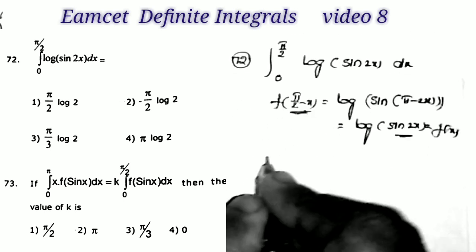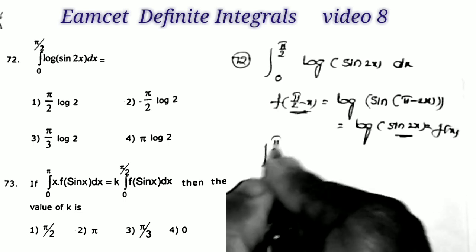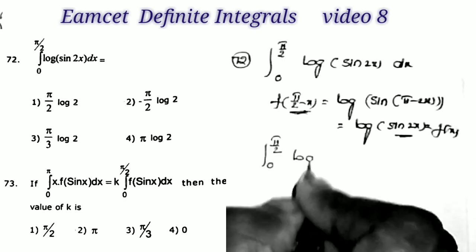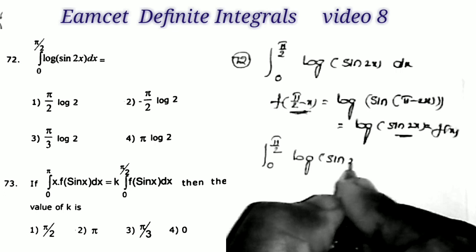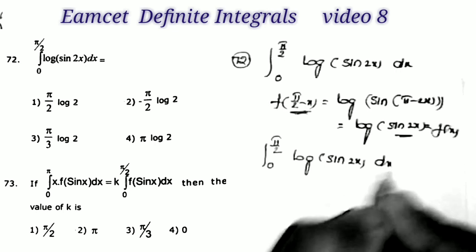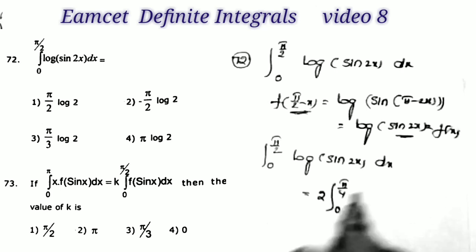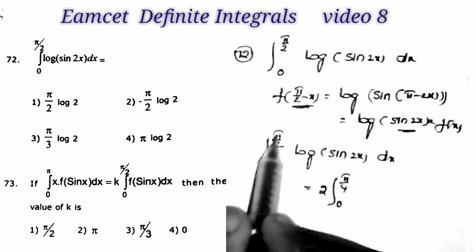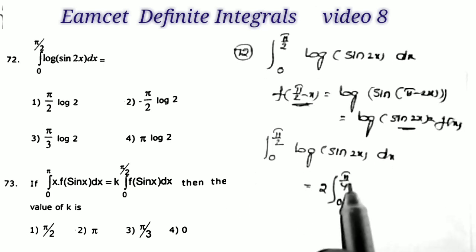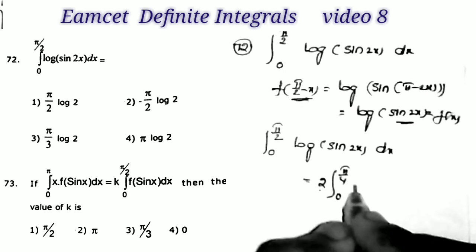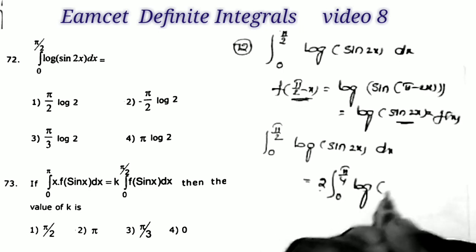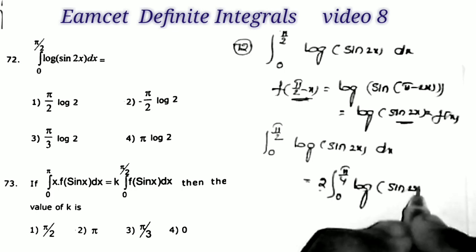Now we convert the given quotient: integral 0 to pi by 2 log of sin 2x into dx is equal to, by the formula, 2 into integral 0 to pi by 4. We just take half of the limit, pi by 2 to pi by 4, and here we take the 2 value. So 2 into integral 0 to pi by 4 log of sin 2x into dx.